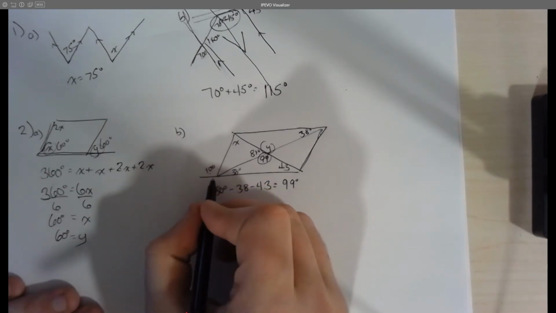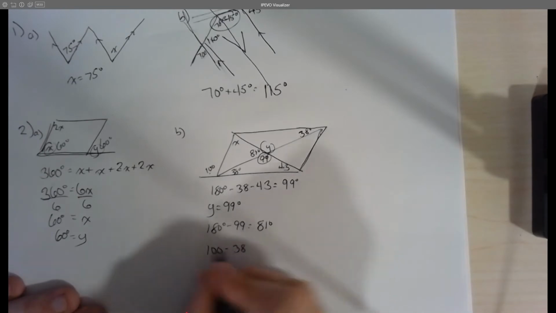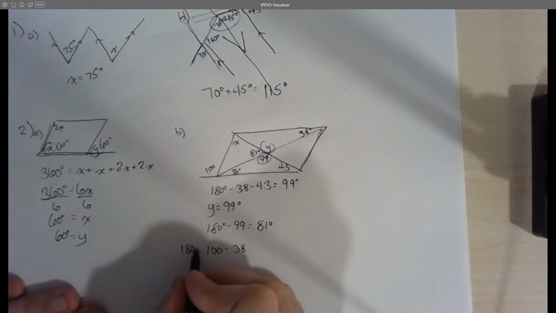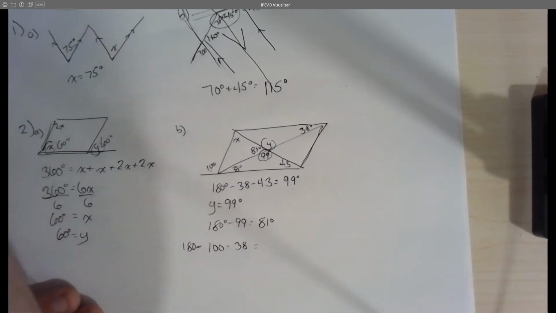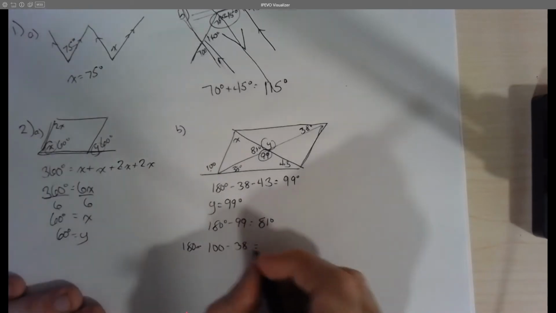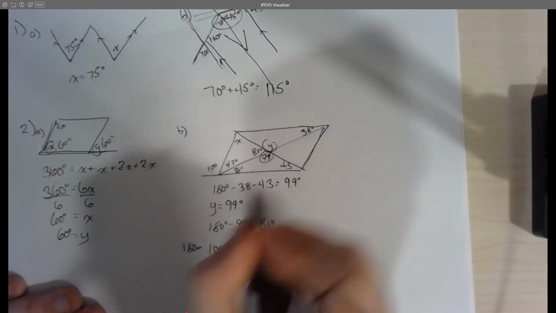If this is 100 and this is 38, then 180 minus 100 minus 38 is going to be 180 minus 100 minus 38, which would give us 42 degrees. So this is 42 degrees, this is 81.